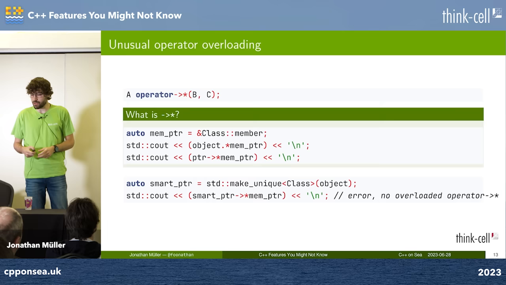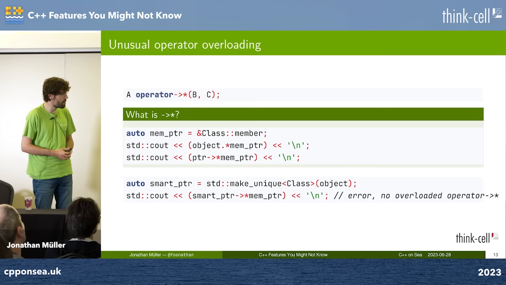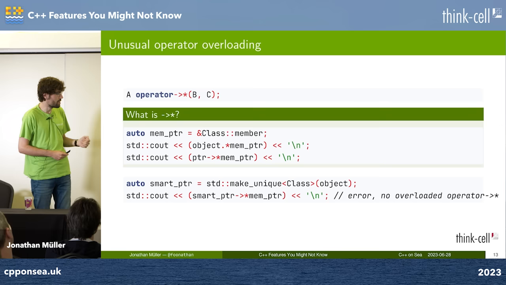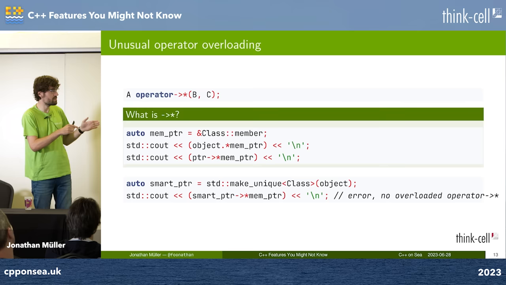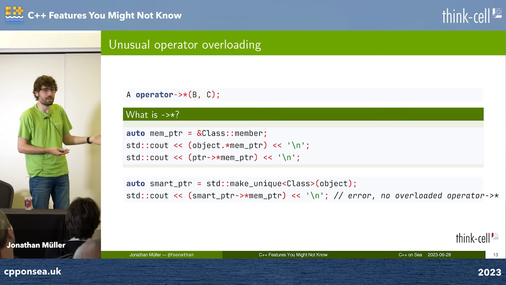For example, you write a smart pointer. You might want to overload it, so you can use star arrow and get member pointers. But this doesn't compile because the standard library doesn't bother to overload them. If you want to use a member pointer with smart pointers, you have to dereference and then use dot star. You cannot use arrow star. This is an oversight, but I mean, it doesn't matter, right? Like, nobody uses that. However, I found an actual use case for that a couple of months ago.